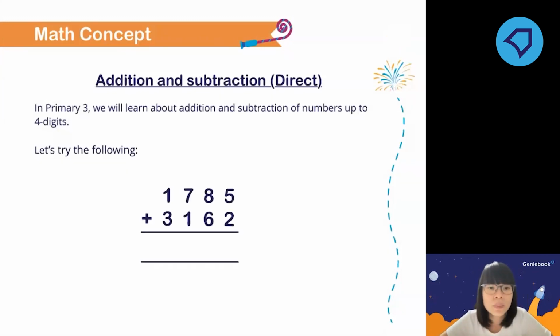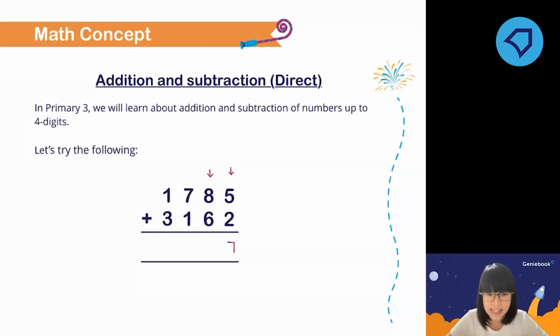Okay, so let's take a look at this one. Let's try the following. We have 1,785 plus 3,162. So again, we are going to start with our addition in the ones place. So let's start over here. Can you tell me what is 5 plus 7? Oh, so 5 plus 2. I almost gave you the answer. 5 plus 2 is equal to 7. Excellent job.